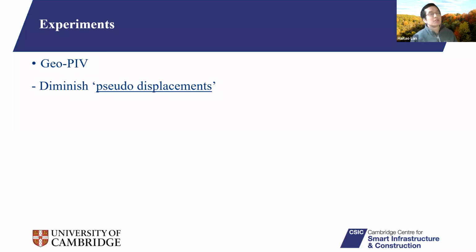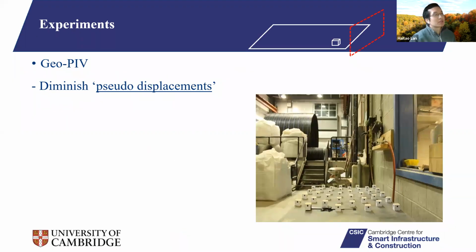However, when this method is used in this 3-dimensional problem, it will introduce pseudo displacements. So let me give you an example. It's a very simple example. Here is a picture taken by camera 1. If we move the block, marked in that red dashed line box there, if we only move that block horizontally, it's no problem for that program to give me accurate answers.